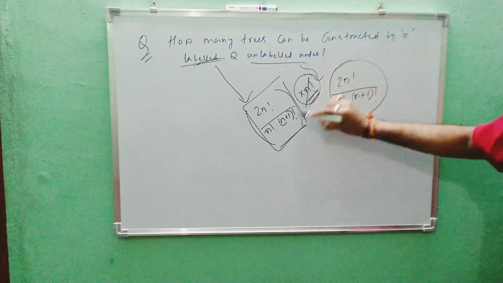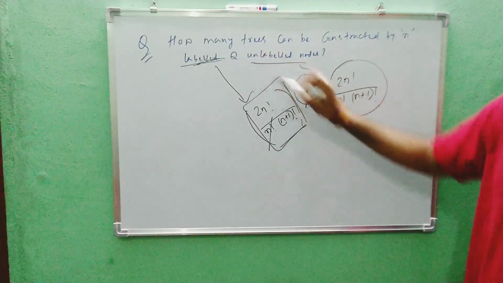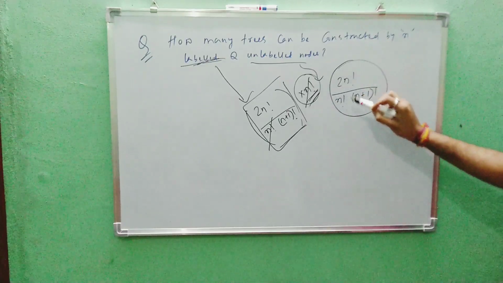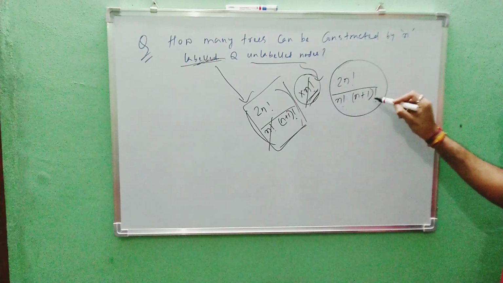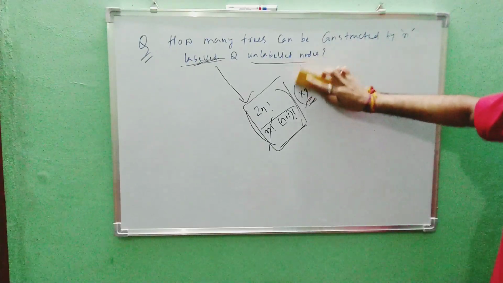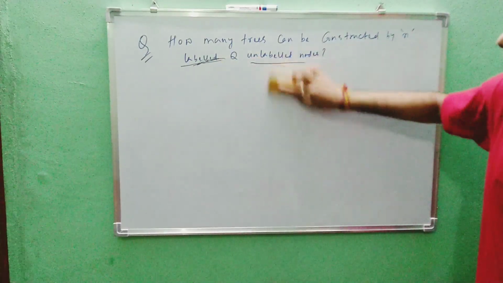So the formula becomes, in case of labeled nodes, 2n factorial by n plus 1 factorial. And in case of unlabeled nodes, it is 2n factorial by n factorial into n plus 1 factorial. Okay? Okay, so now let us try to derive the formula.